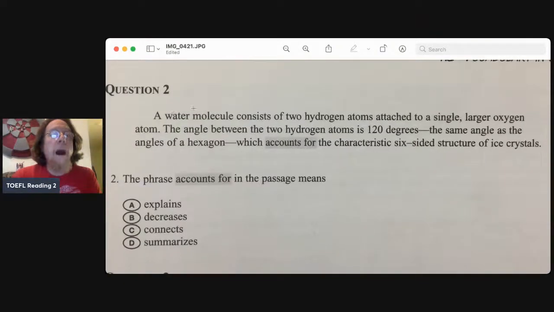A water molecule consists of 2 hydrogen atoms attached to a single larger oxygen atom. The angle between the 2 hydrogen atoms is 120 degrees, the same angle as the angles of a hexagon, which accounts for the characteristic 6-sided structure of ice crystals.